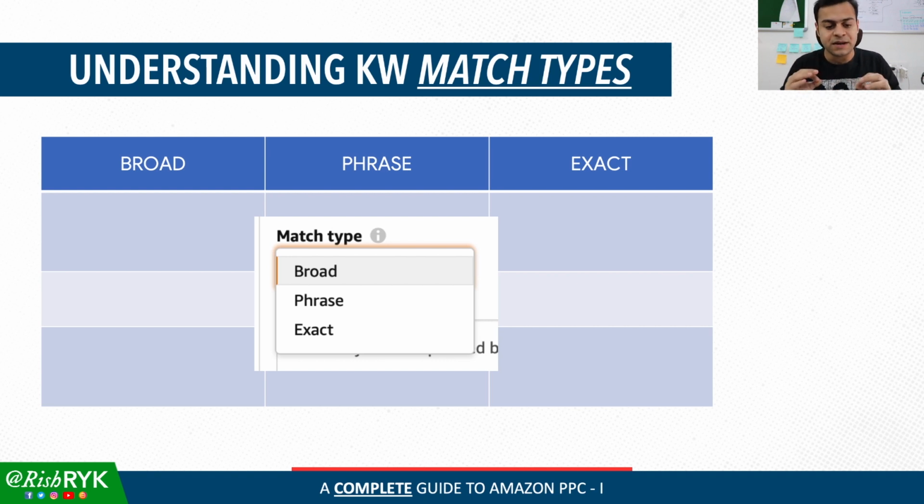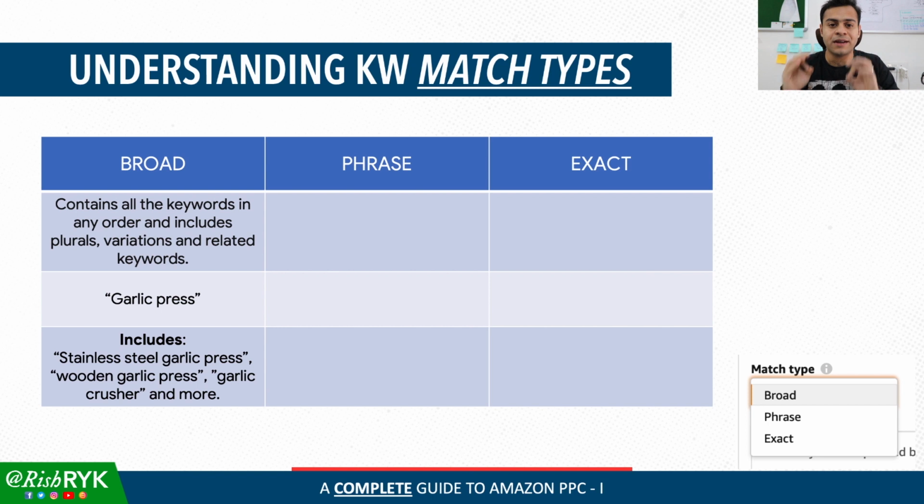Okay, but first let's just understand keyword match types. There are 3 keyword match types that you need to understand, and this is very important. Pay attention to this very closely. All right, so there are 3 keyword match types. The number 1 is broad, second is called phrase, and third is called exact. Actually they're very literal in their definitions, but let's look at their examples.